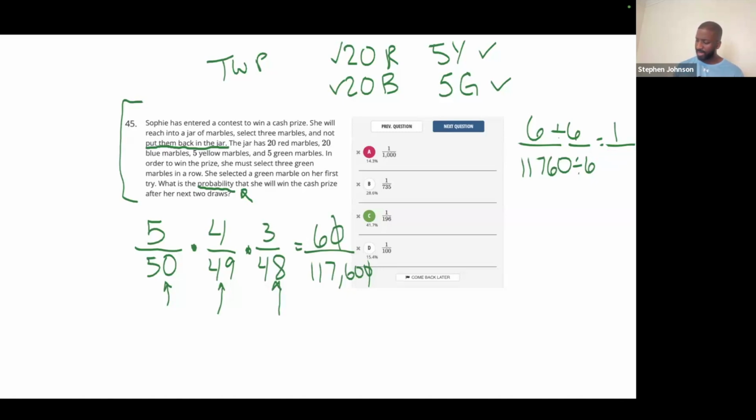50 times 49 times 48 is 117,600. And then divided by 10 top and bottom, which gives me 6 over 11,760. But then when I divide that by 6, I'm actually getting 1 over 1960, which looks like the 196. So I'm a little confused as to why I am not getting 1 over 196. What is the probability that she would go in there?